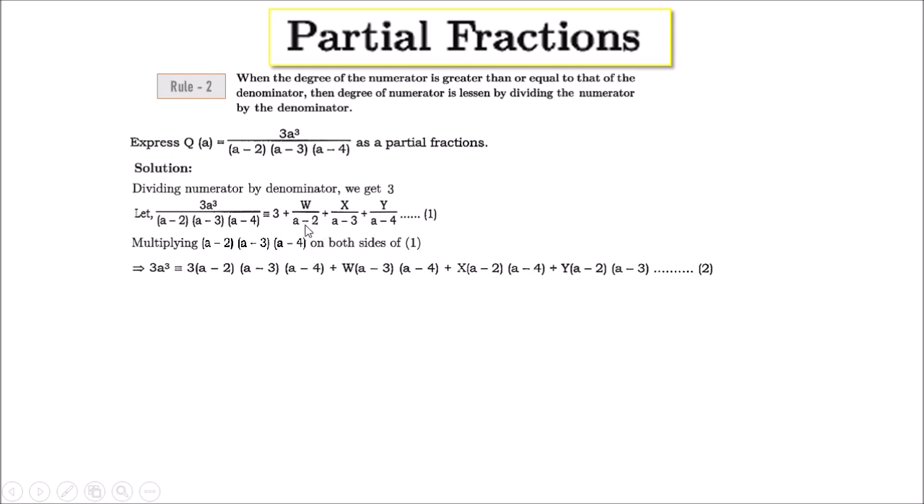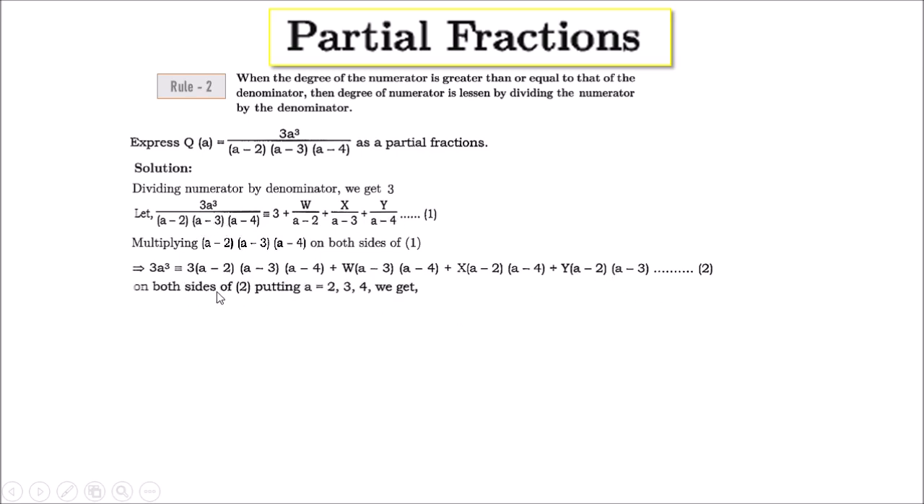Which one is here, that will be removed from these 3, so the rest of the portion will be multiplied by w. So a minus 2 is there, a minus 2 will be removed, so a minus 3, a minus 4 will be multiplied with w. Similarly, a minus 3 is here, so the rest, a minus 2 and a minus 4, will be multiplied with x. And a minus 4 is there, so just remove it. A minus 2, a minus 3 will be multiplied with y.